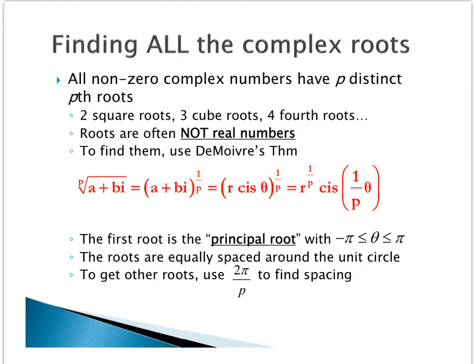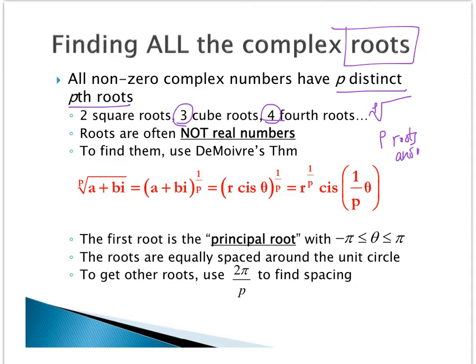The next area of DeMoivre's theorem that we're going to talk about is when we take roots. And a root is going to occur when we take a fractional exponent. So all non-zero complex numbers have what are called p distinct p-th roots, which I know sounds extremely weird. For example, if we're taking a square root, that is a second root, and there are 2 of them. If we are taking a cube root, that's actually a third root, and there are 3 of them. A fourth root, there are 4 of them, and the pattern continues. So if we are taking a p-th root, then there are p roots as answers.